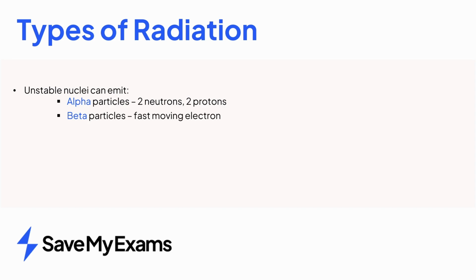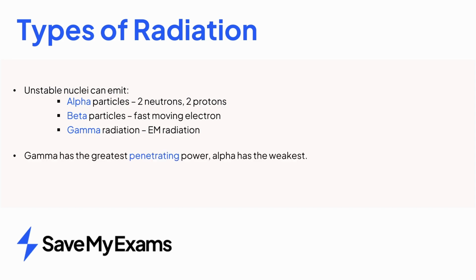In summary, some nuclei are unstable and can emit alpha radiation, which is a helium nucleus, beta radiation, a fast electron, or gamma radiation, which is high-energy electromagnetic radiation. Gamma passes through materials the most easily, and alpha is easily blocked by paper or skin. And alpha radiation is the most ionizing, with gamma being the least ionizing form of radiation.